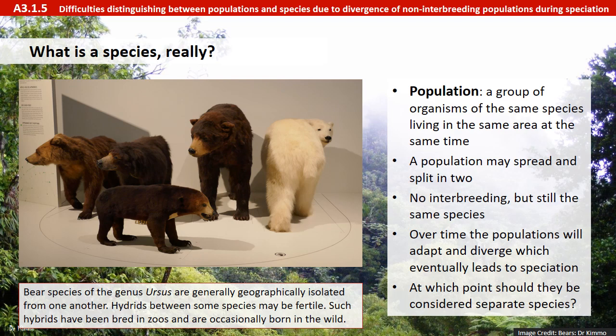The image on the left shows bear species of the genus Ursus. They are generally geographically isolated from one another, which means they live in different areas. There may be hybrids, however, and hybrids between some species may be fertile. So this does not really fit with the biological species concept either.